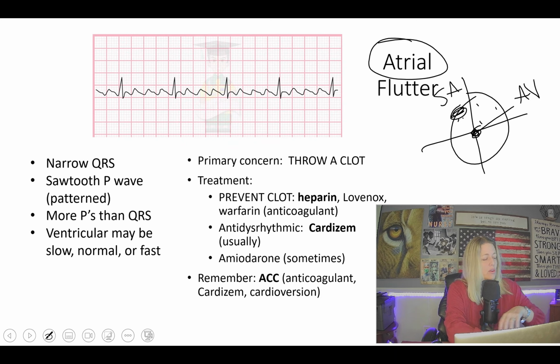The SA node and the AV node have signed a contract for life. They signed a contract for life. So they negotiated, before the heart ever started beating, a contract. And the AV node said to the SA node, look, we don't want to work so hard. The SA node is the boss. You know when the boss is around, you work a little harder? You've ever noticed that? The SA node is the boss.